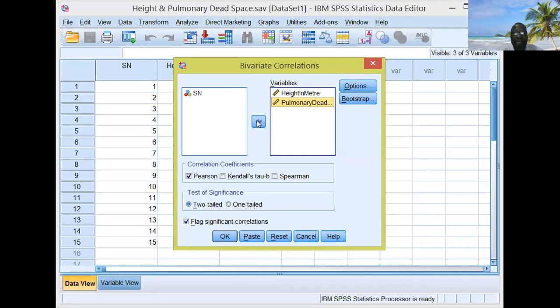So if you look at it, by default Pearson correlation is checked there, where Kendall's and Spearman are not. So it's Pearson you just want to do. Click OK. Now for flag significant correlations, just leave it like that. If it's significant, it flags it. The other option has nothing to do here, it's not even useful. Okay, click OK.